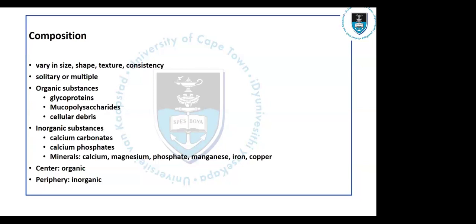Sialoliths vary in size, shape, texture, and consistency. They may be solitary or multiple. They are composed of both organic substances, including glycoproteins, mucopolysaccharides, and cellular debris, as well as inorganic substances, which consist mainly of calcium carbonates and calcium phosphates. Other inorganic components of sialoliths include minerals such as calcium, magnesium, phosphate, manganese, iron, and copper. The organic substances often predominate in the center of the stone, while the periphery is mostly inorganic.